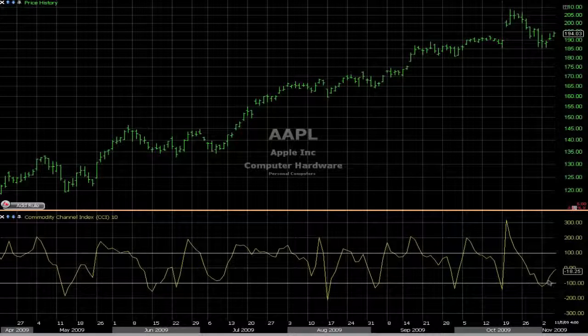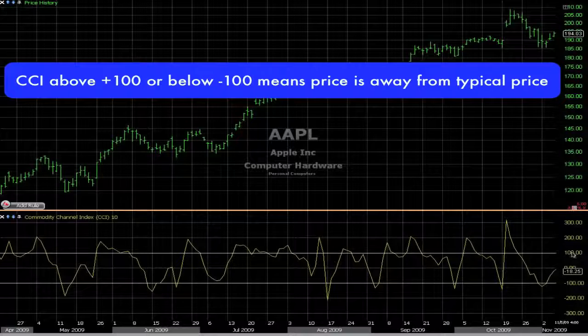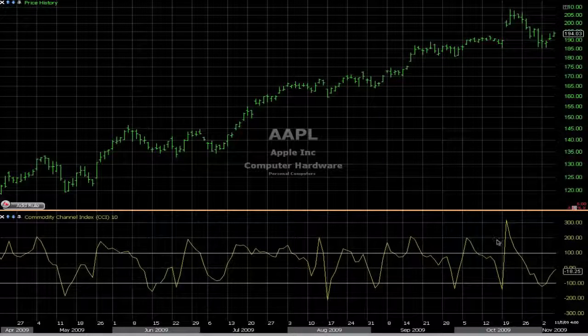What the CCI tells you is that when it's above 100 or below minus 100, it's away from typical price. So when it's above, it tells us that it is out of normal price action. When it's below, it's also out of normal price action. I will show you how to use these 100 and minus 100 levels later.